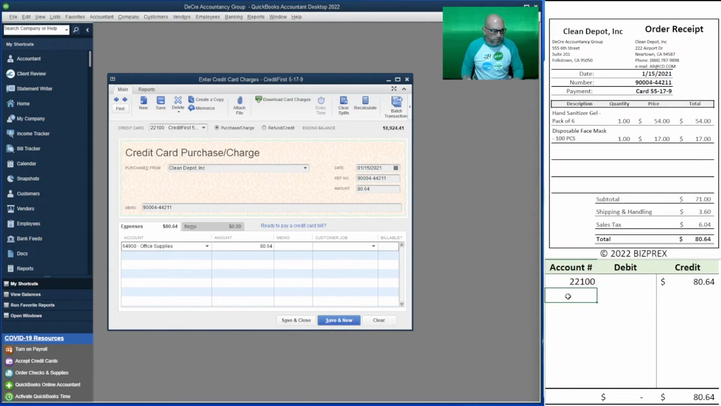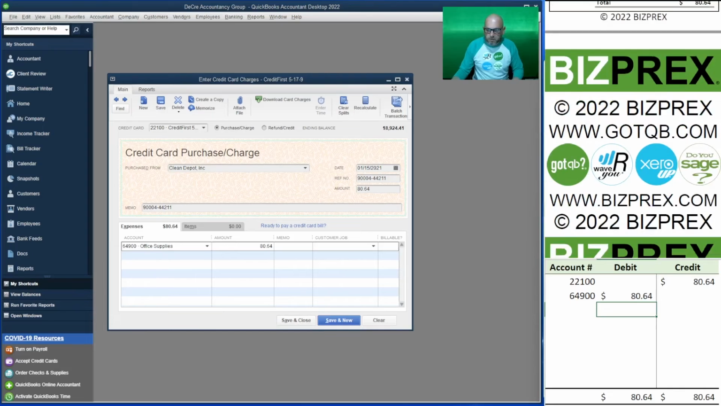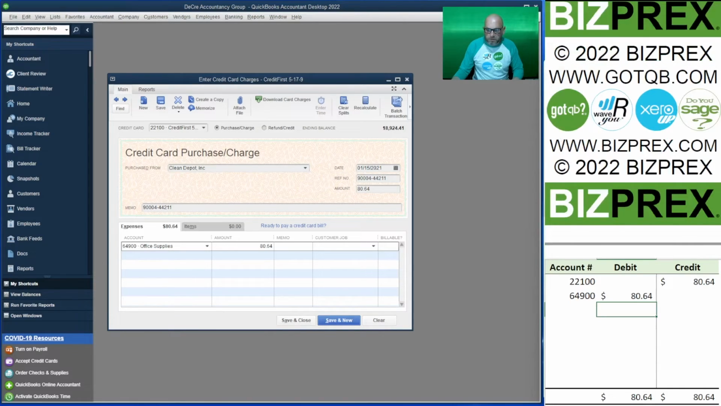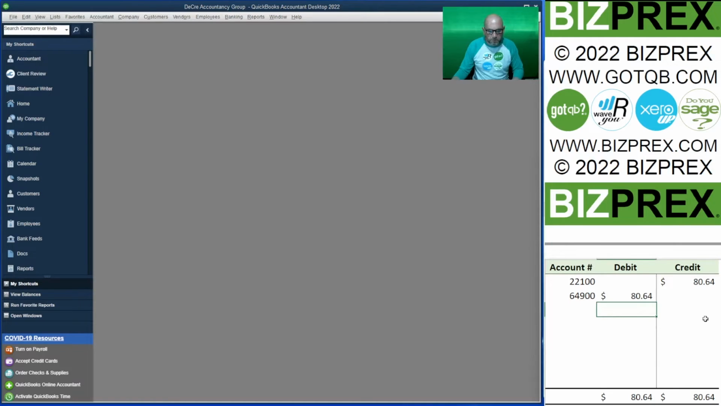What else is happening? Well, we basically expensed items. Expenses went up. Expenses go up when debited. Here it is, debits and credits equal to each other. This amount here is a debit to this account, and this amount here is a credit to this account. All right, and this is our last receipt for the credit card transactions, right? So we're going to have a save and close.